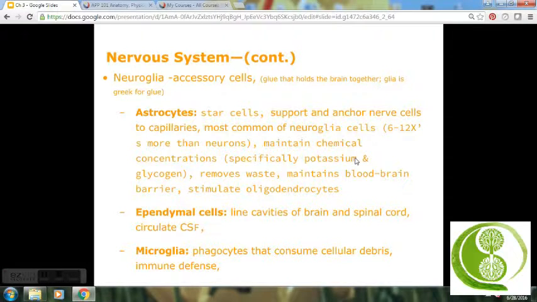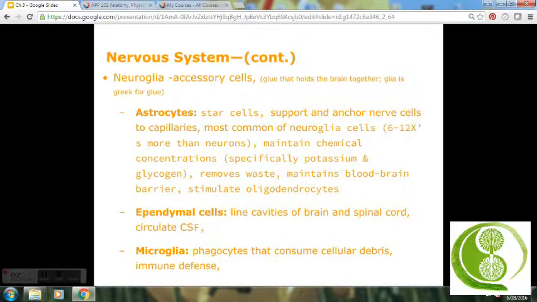These are called star cells, or they look like stars or starbursts. If you look on page 106, you have a picture there at the top of the astrocyte. These cells support and anchor nerve cells to capillaries. They're the most common form of the neuroglia cell, and they maintain chemical concentrations, specifically potassium and glycogen. They remove waste, they maintain the blood-brain barrier, and they stimulate oligodendrocytes. And we'll cover the oligodendrocytes in a second.